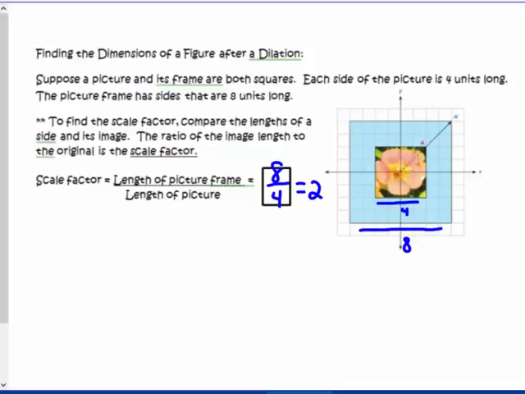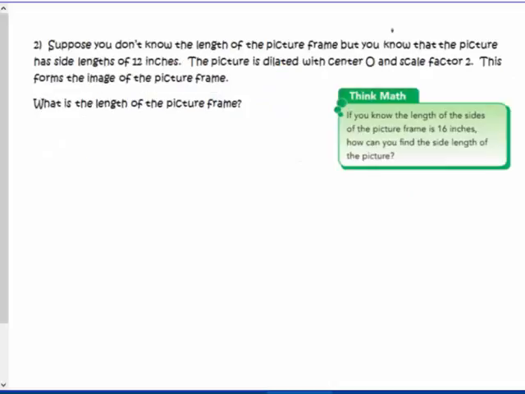The y over x equals k, which is 2. Suppose you don't know the length of a picture frame, but you know that the picture has side lengths of 12 inches. The picture is dilated with a center of O and a scale factor of 2. This forms the image of the picture frame. So what is the length of the picture frame?